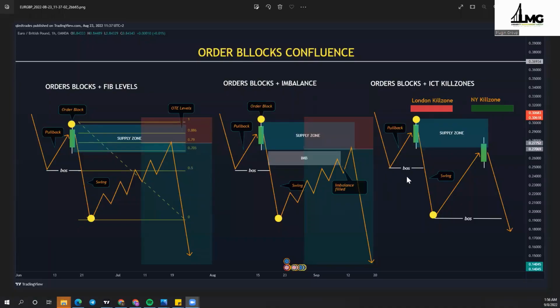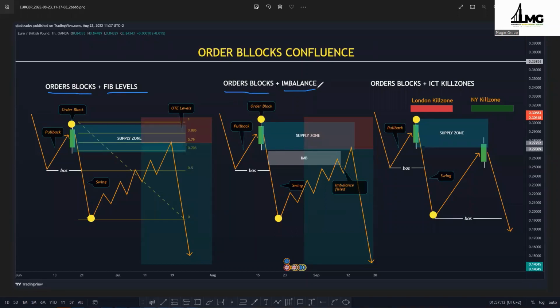Hey guys, welcome to this lesson where I'm going to teach you how to build confluences with order blocks. As you can see from the screen, I've got about 3 examples on how you can build confluence with order blocks. The first one is order blocks and the Fibonacci levels, then order blocks with imbalance, and then the last one, order blocks with the ICTQ zones.